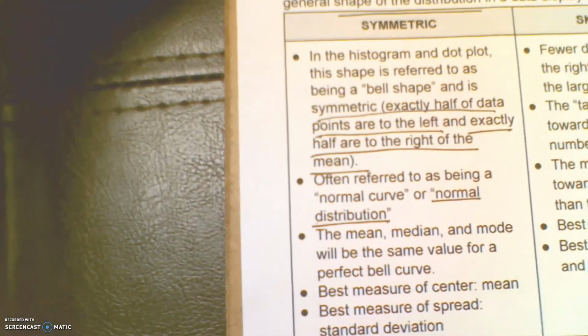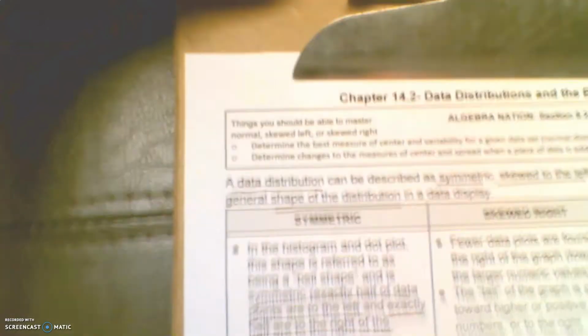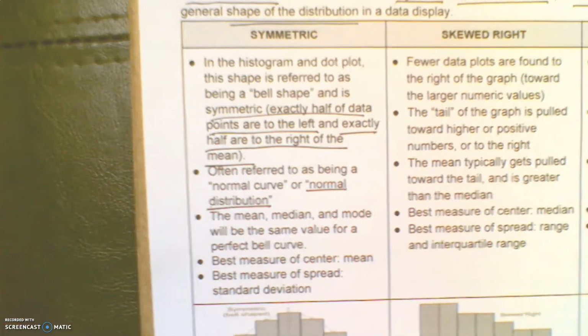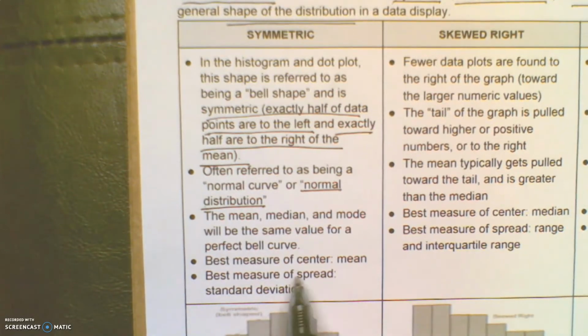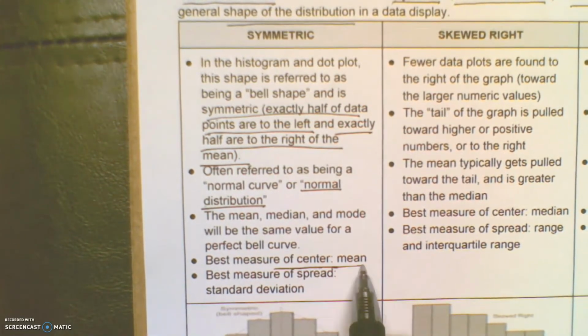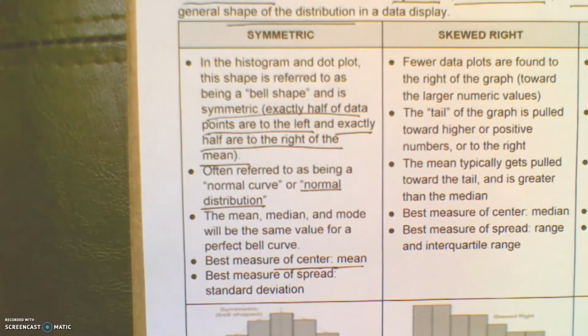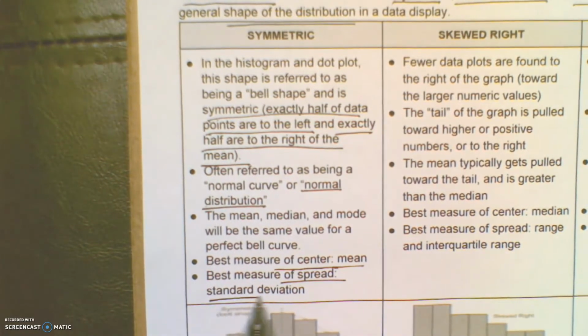We also need to talk about the best measure of center that we would use and the best measure of spread that we would use. So for symmetric, the best measure of center is going to be the mean. The best measure of spread is going to be our standard deviation.